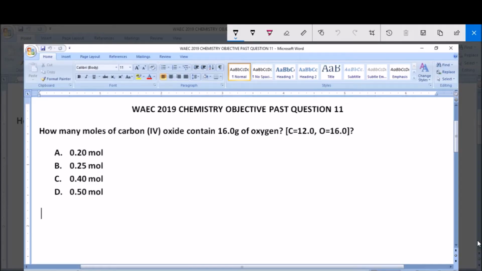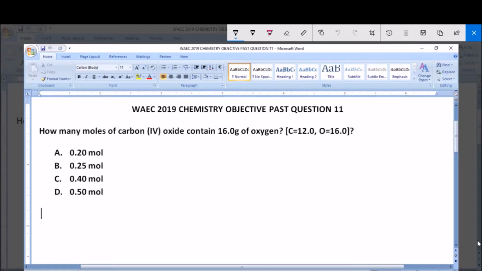I'm going to be solving WAEC 2019 chemistry objective past question, and this is number 11. And the question is, how many moles of carbon dioxide contains 16.0 grams of oxygen? A 0.20 mole, B 0.25 mole, C 0.40 mole, D 0.50 mole.